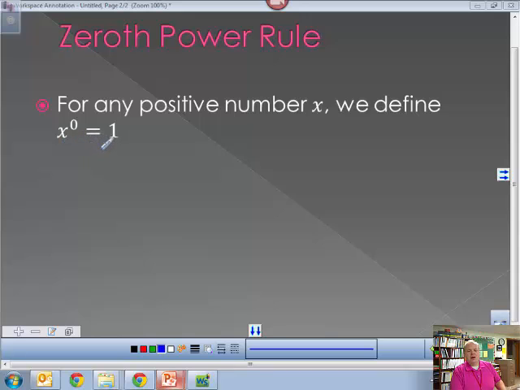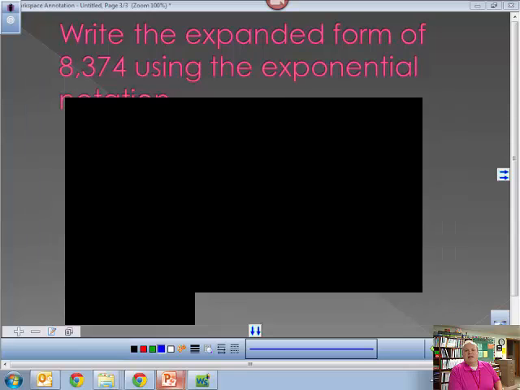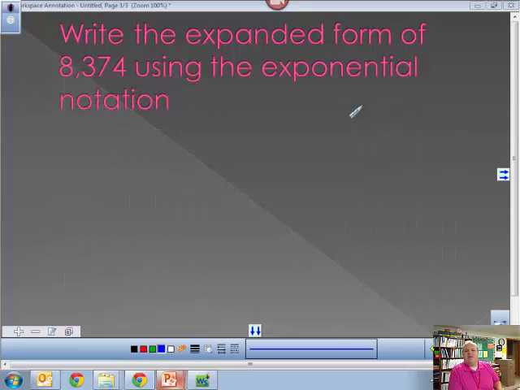So make sure this part is written down in your notes, because the next slide does not really talk about the 0th power. Well, it does. But we need to make sure that this is in our notes, because this is something new, and we're going to be talking about this when you come to class. This is asking us to write the expanded form of 8,374 using exponential notation.